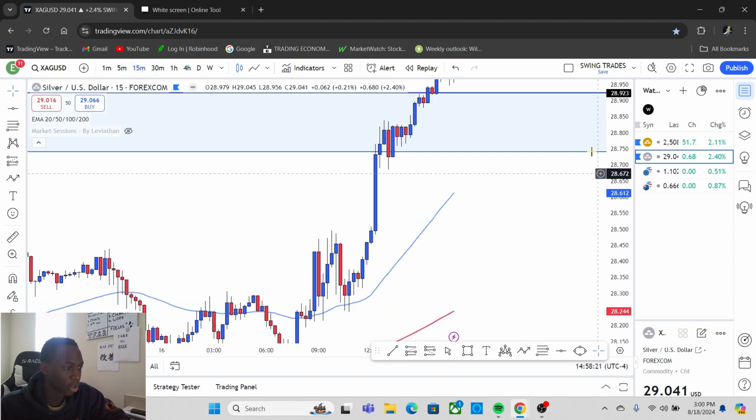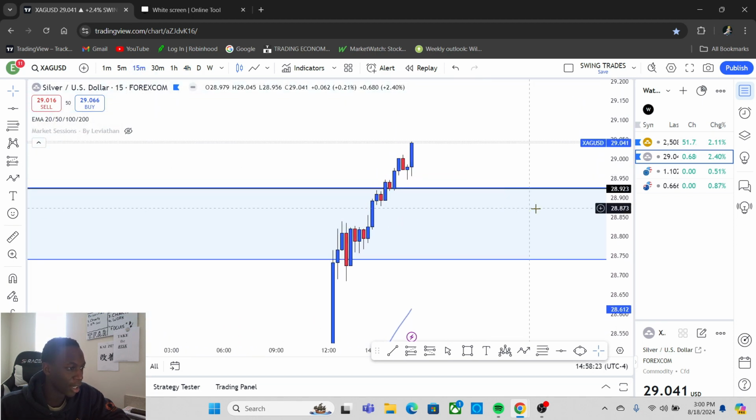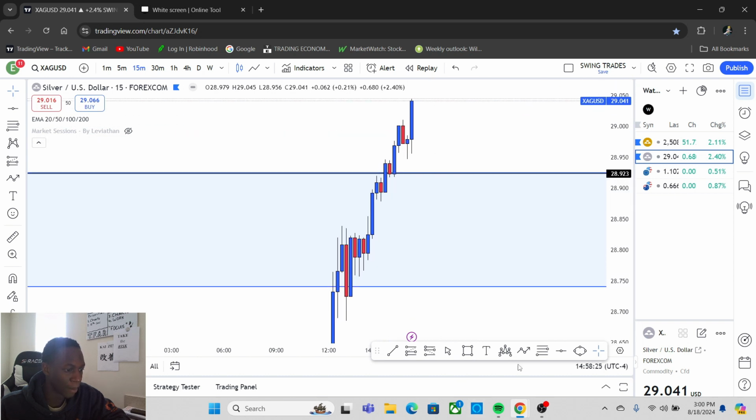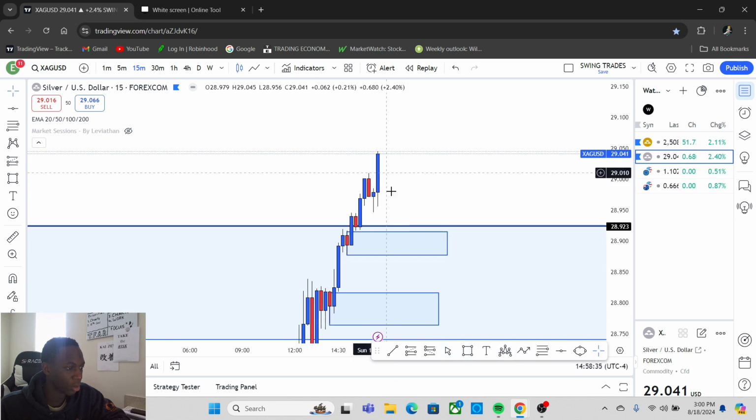This is why I would go down to lower time frames and I would find a nice order block. Now, I see two order blocks that I really like. Like this one right here. And I also like this one right here. So wait for price to pull back to this area of interest, do its thing.